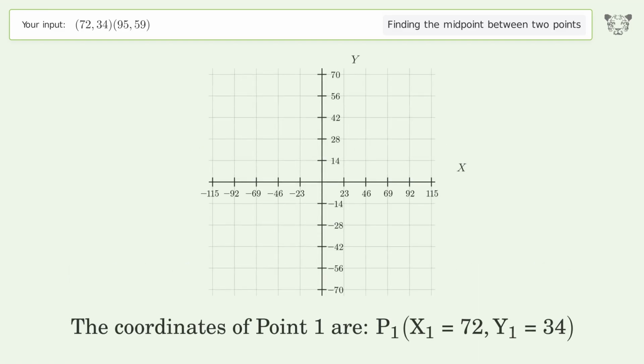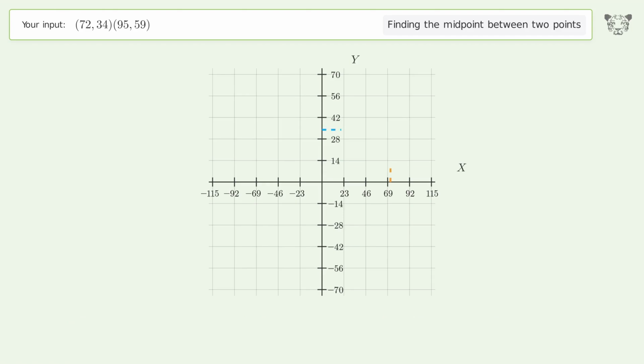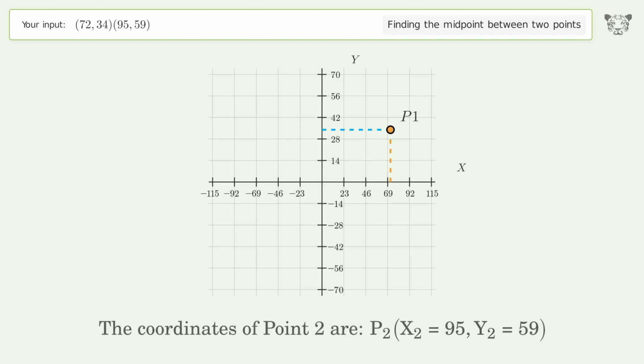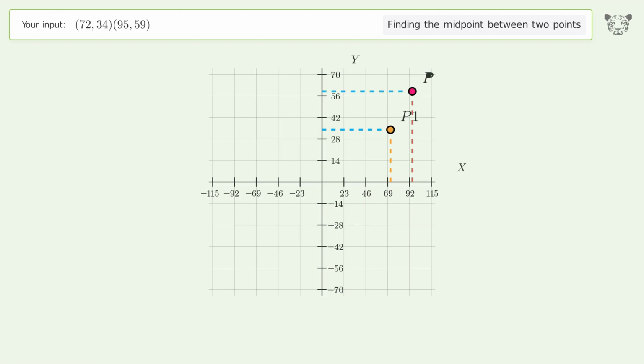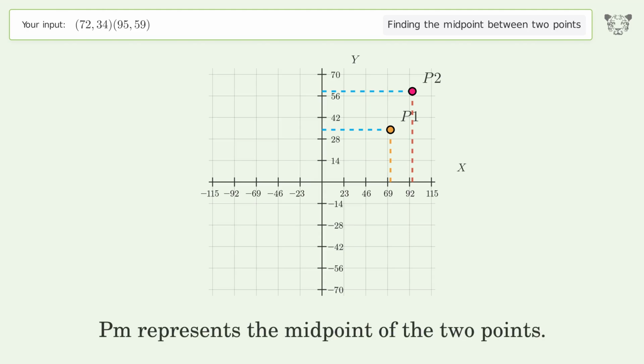The coordinates of point 1 are x1 equals 72, y1 equals 34. The coordinates of point 2 are x2 equals 95, y2 equals 59. PM represents the midpoint of the 2 points.